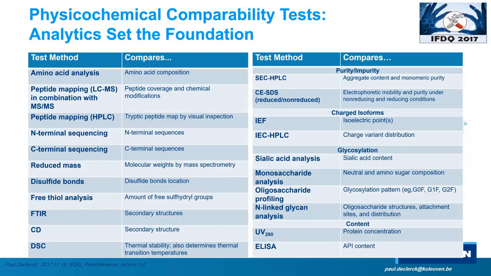Some size exclusion chromatography to check the extent of aggregation of your protein, which is also an important parameter. Some isoelectric focusing. Glycosylation, as you can see here, is also a complex procedure and will require different analytical approaches to evaluate the type of glycosylation, the extent of glycosylation, the position of the glycosylation, and so on, all to demonstrate that your biosimilar is glycosylated in a very similar way as the reference product.